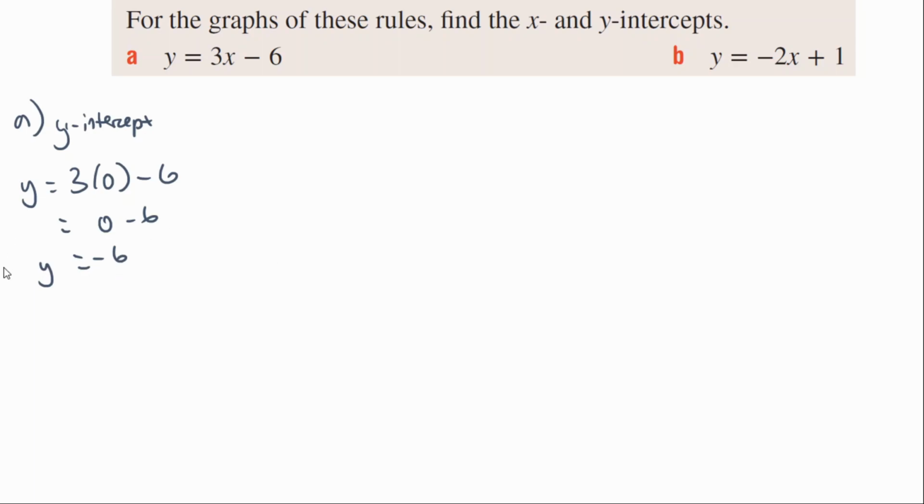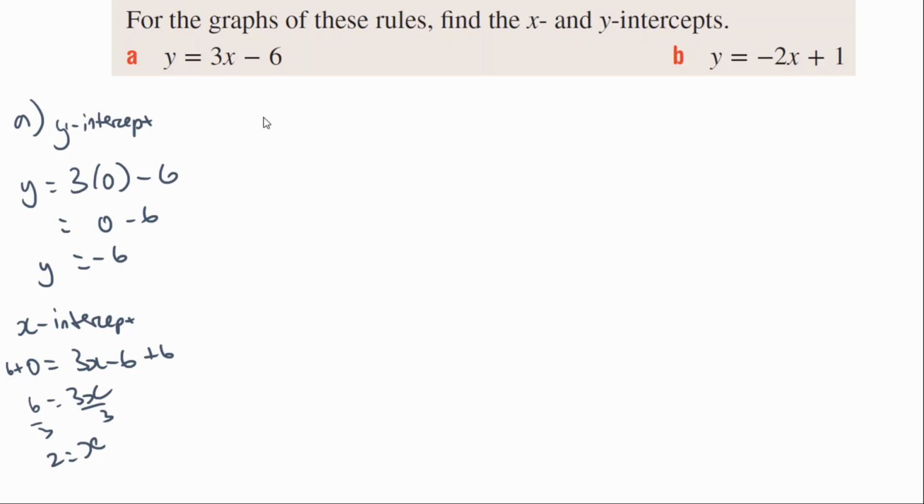Now let's go over to the x-intercept. This one is when y equals 0, remember that. So 0 is going to equal 3x minus 6. I need to get rid of the 6 on the right, so I'm going to add 6 to both sides. That gives me 6 equals 3x. Now I need to divide both sides by 3, if you remember that from last year. That gives me 2 equals x. So the x-intercept is 2 and the y-intercept is negative 6.